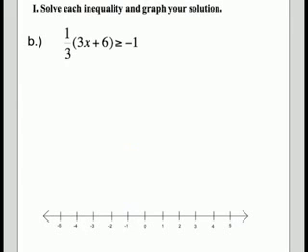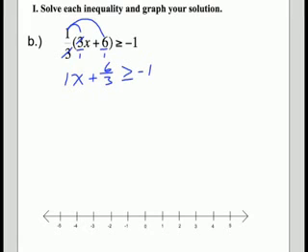Now we have to solve 1/3 times the quantity 3x plus 6 is greater than or equal to negative 1. Well, we can start out by distributing the 1/3. When you multiply 1/3 times 3, you write it as 3 over 1. So 1/3 times 3, the 3's cancel each other out. We're left with 1, so we're left with 1x, plus 1/3 times 6 is 6 over 3, is greater than or equal to negative 1. So we're left with x plus 2 is greater than or equal to negative 1.